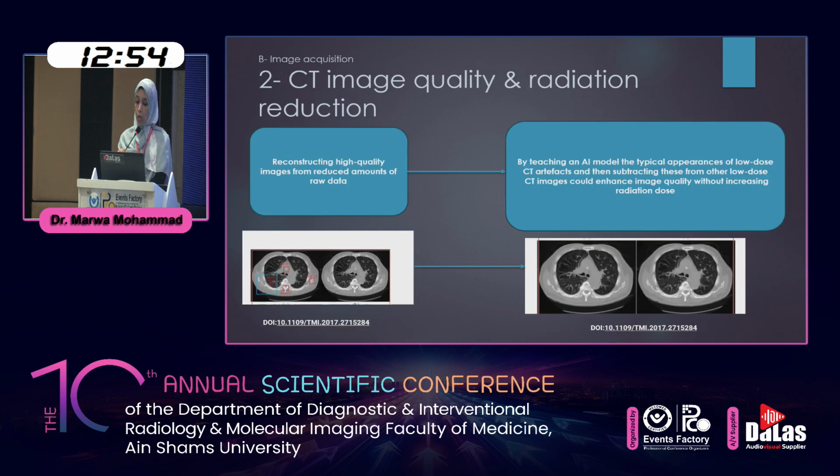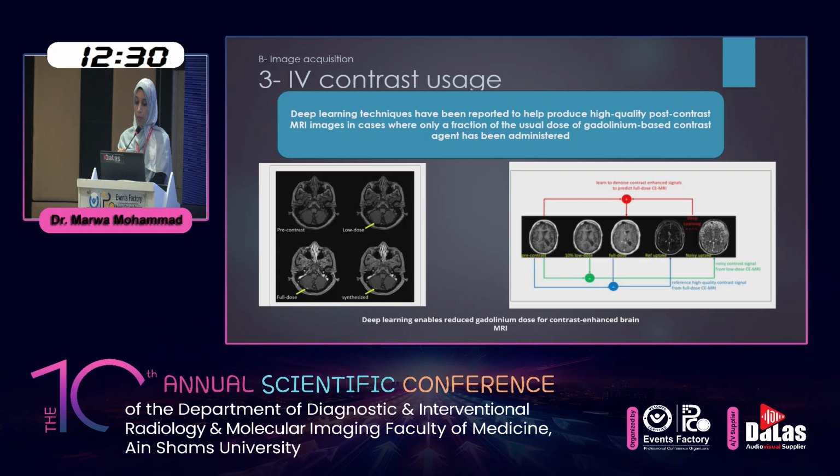Second, CT image quality and radiation reduction. Reconstructing high-quality images from reduced amounts of raw data by teaching an AI model the typical appearance of low-dose CT artifacts and then subtracting these from other low-dose CT images could enhance image quality without increasing radiation dose. Third one, IV contrast usage. Deep learning techniques have been reported to help produce high-quality post-contrast MRI images in cases where only a fraction of a usual dose of gadolinium-based contrast agent has been administered.